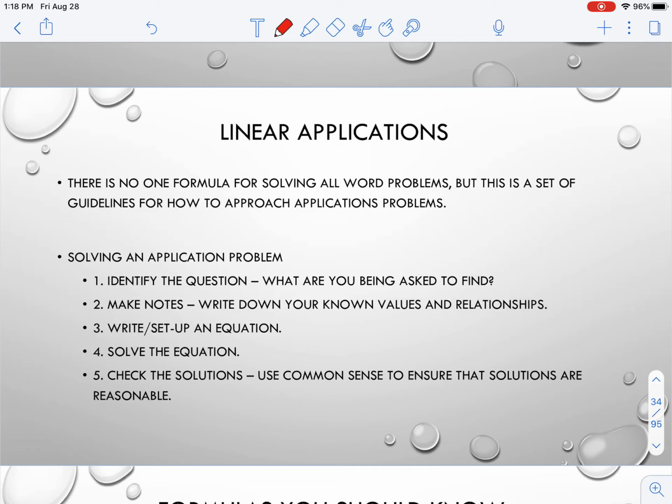And last but not least, check your solutions. Especially with these, use common sense. Make sure that the answers you get are feasible. Make sure that they make sense. Make sure they're reasonable for the situation.